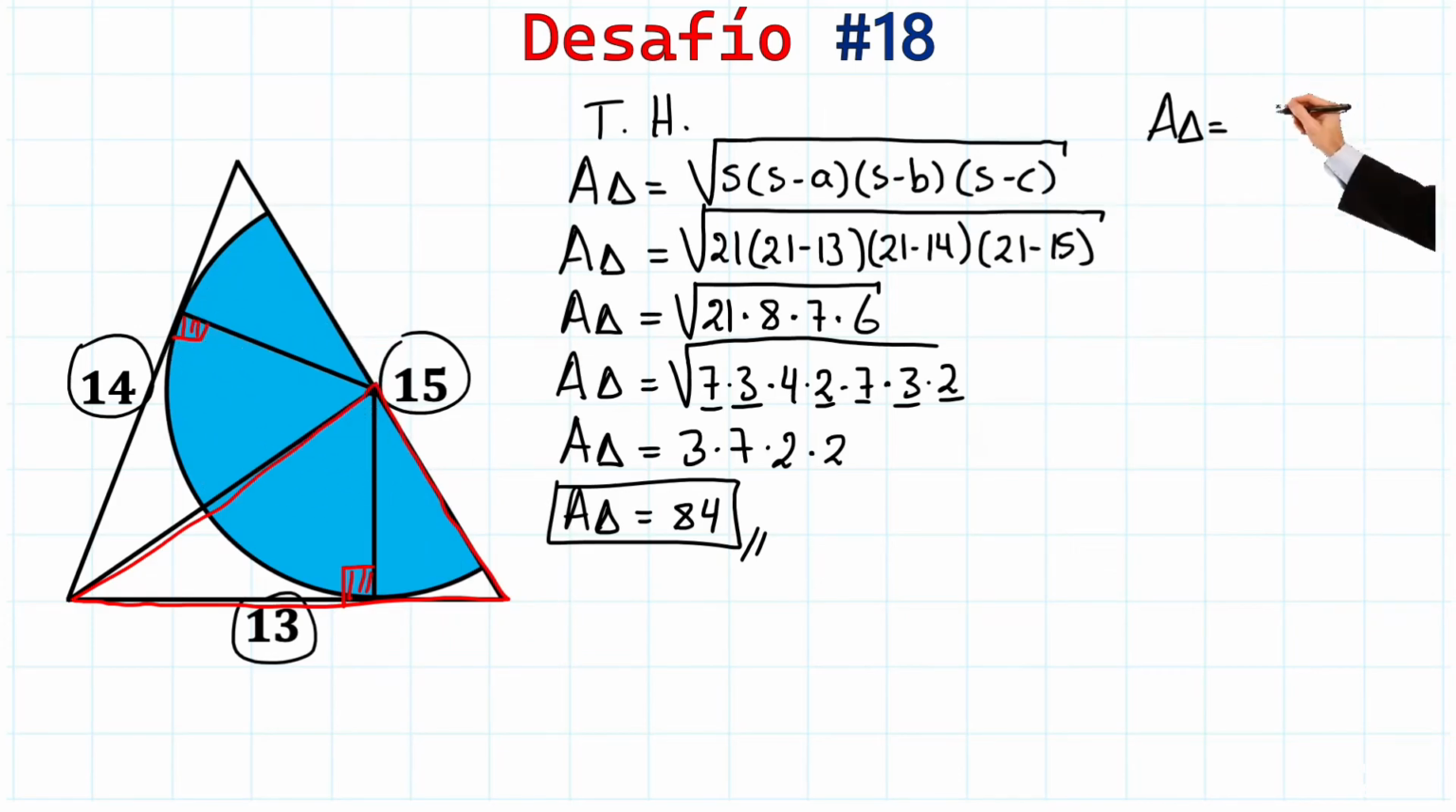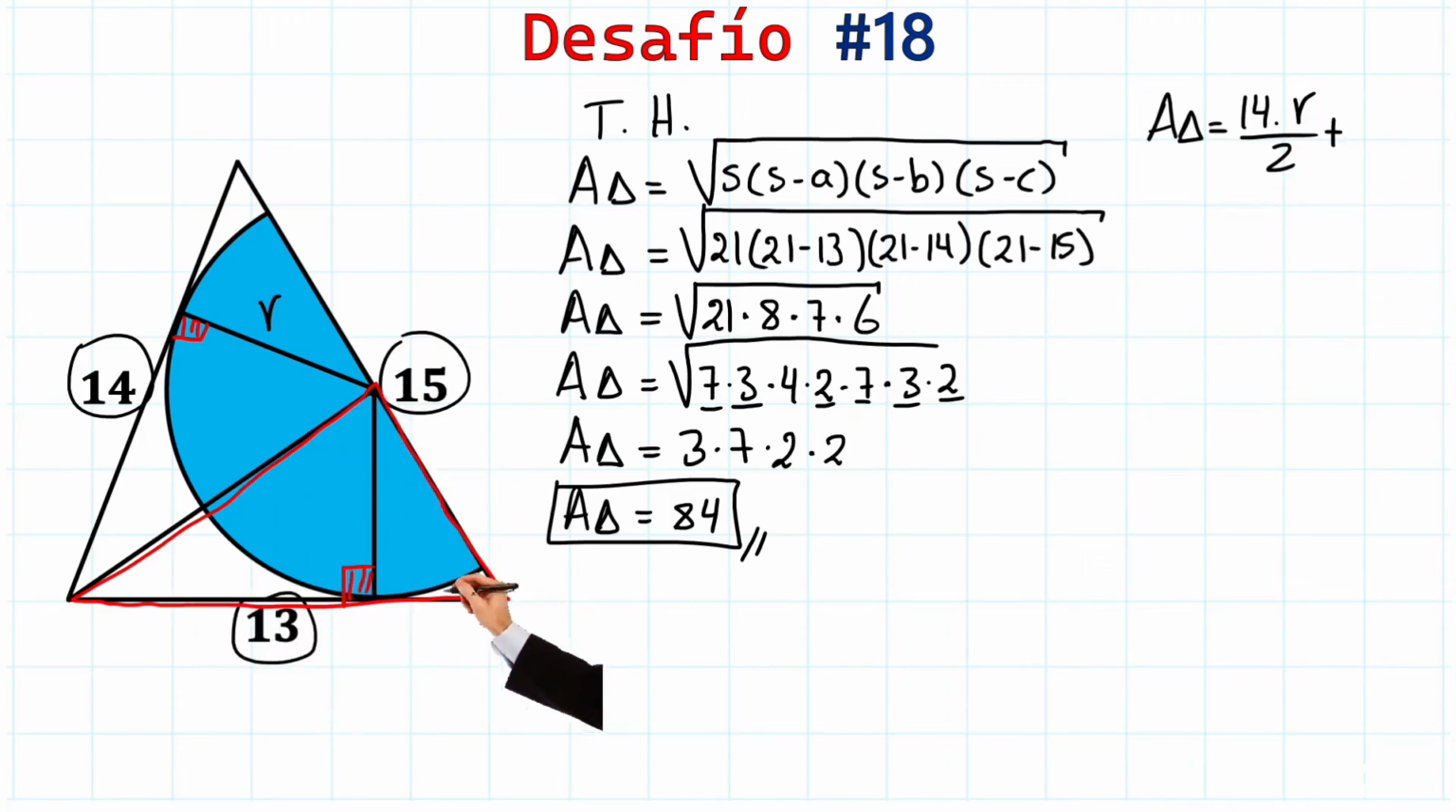Let's write it out. We have base times height over 2. Check who the base is. The base is 14. Very good. Who is the height? The height is this line here. It's the radius, which we'll call lowercase r. So here r. Very good. And over 2. Now let's add the area of this triangle over here. The base is 13. The height is this line, which is also r. Very good. And all of this over 2.